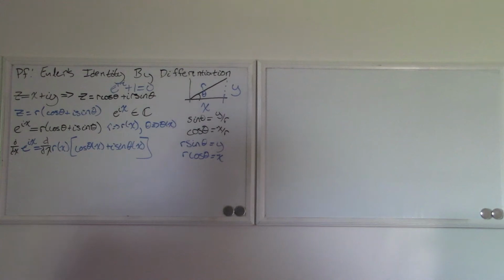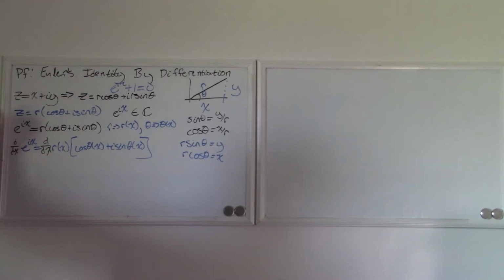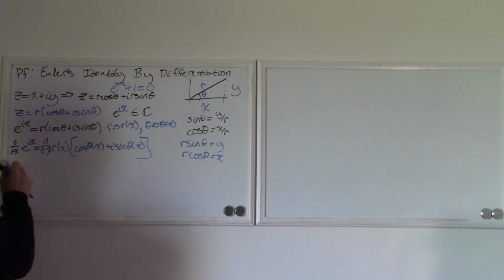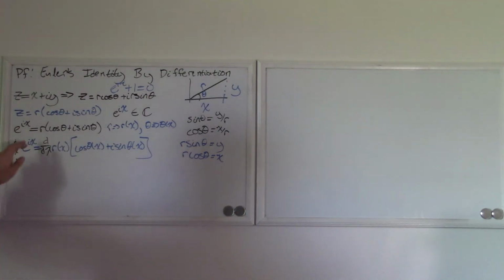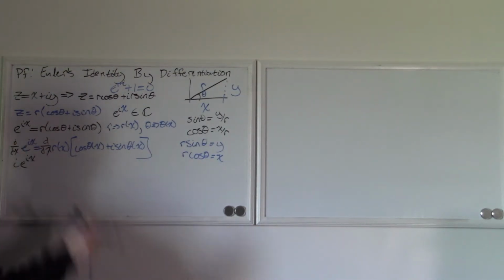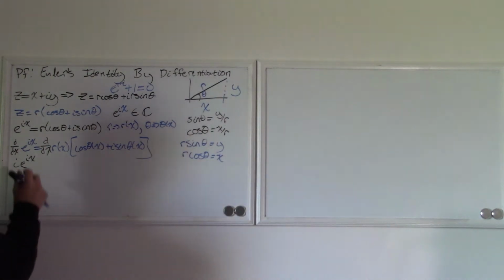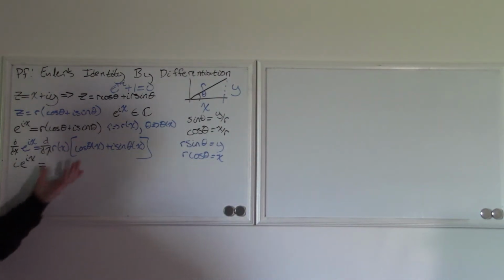Differentiating e to the ix, we'll just use the chain rule here. To differentiate this, we take the inside function, which is ix. Differentiating that, we just get our constant back, which is i. Differentiating e to the x is just e to the x, so we write e and keep the inside function the same. So d over dx of e to the ix is i e to the ix. We can say this is equal to the derivative of this.